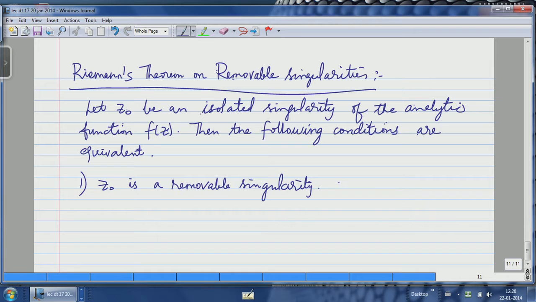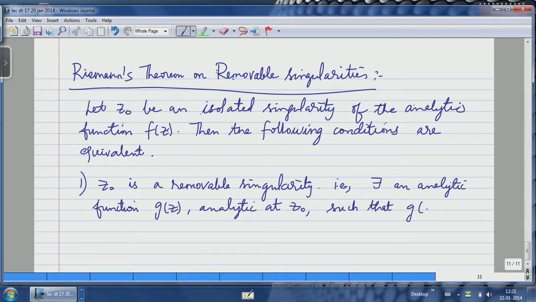So let me write that down. That is, there exists an analytic function g of z, analytic at z naught, such that g of z is the same as f of z for z not equal to z naught in a small neighborhood of z naught. So this is what it means to say that the singularity is removable. I am able to extend the analytic function to the singular point, okay. That means I am able to find another function which is also analytic at the singular point and restricts to the given function outside that point, okay.